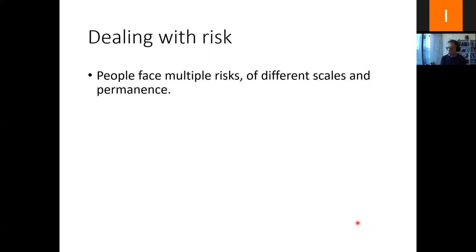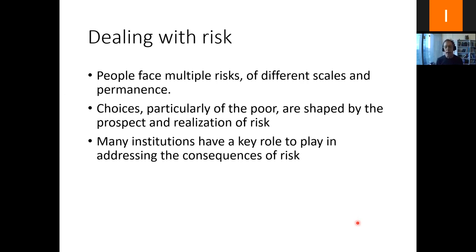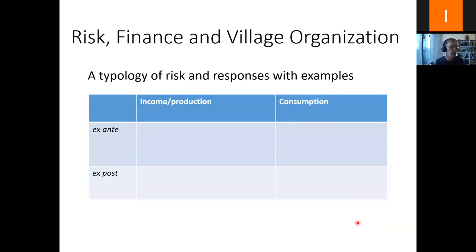So people face multiple risks of different scales, different degrees of permanence. And the choices, especially of the poor, are shaped by both the prospect of those risks and by their realization. And so economists and other scholars have found a vast array of institutions that play an important role, or seem to play an important role, in addressing the consequences of risk.